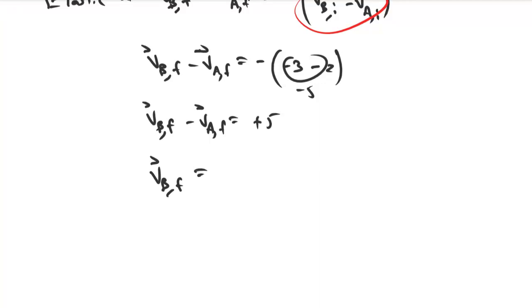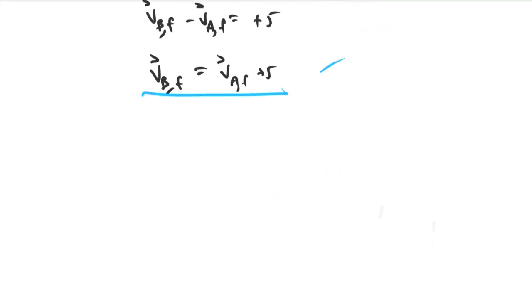And so what we end up with is that VB final is equal to VA final plus 5. This is what we have. And it's not a lot of work to come up with this, but now we have a relationship between their final velocities. And of course, this is just one equation and two unknowns, so we need another equation. But like in every collision, we have conservation of momentum. So let's write out that equation as well.